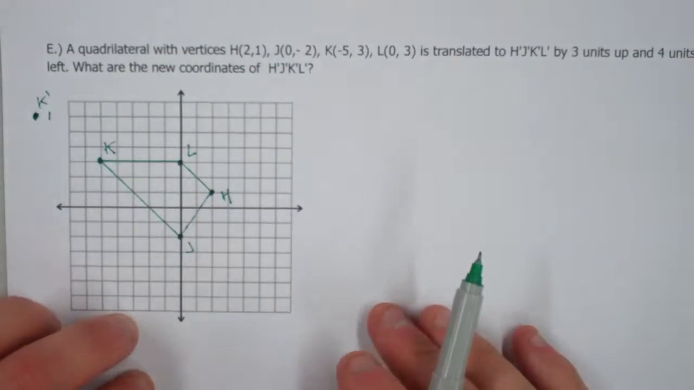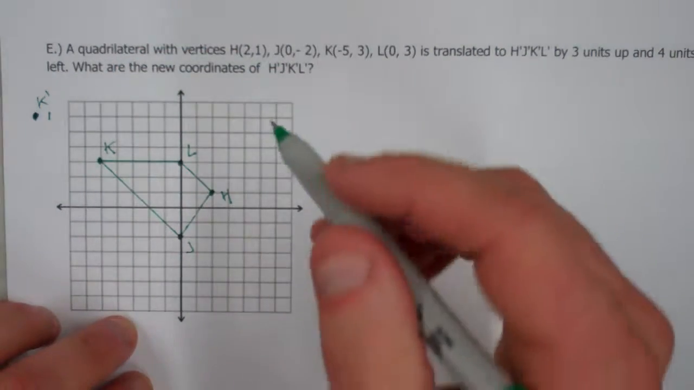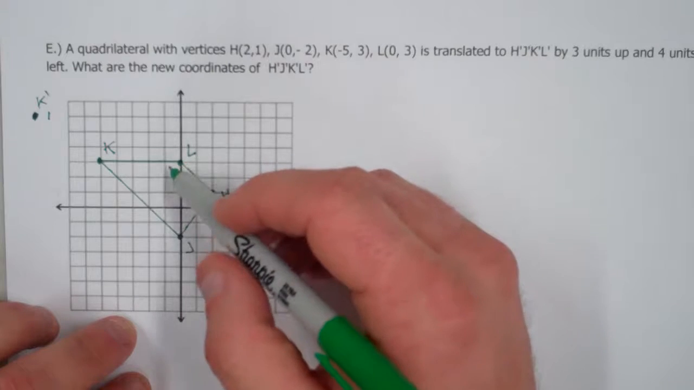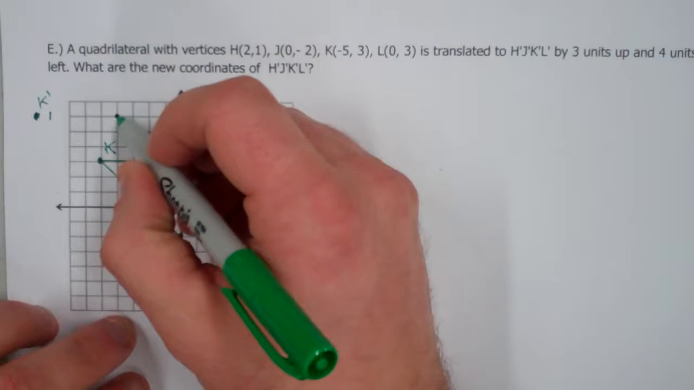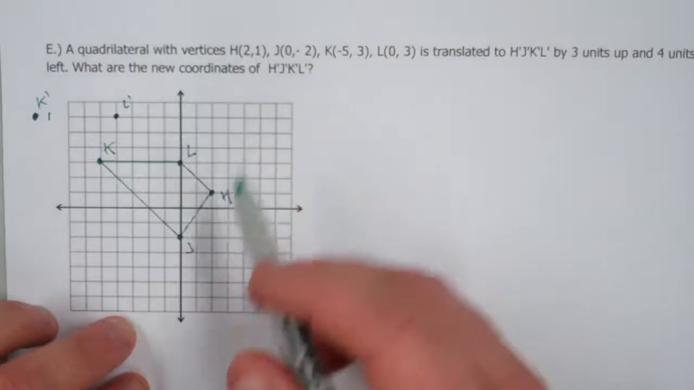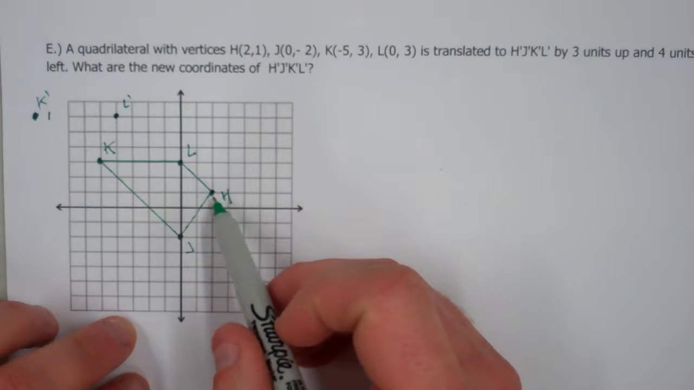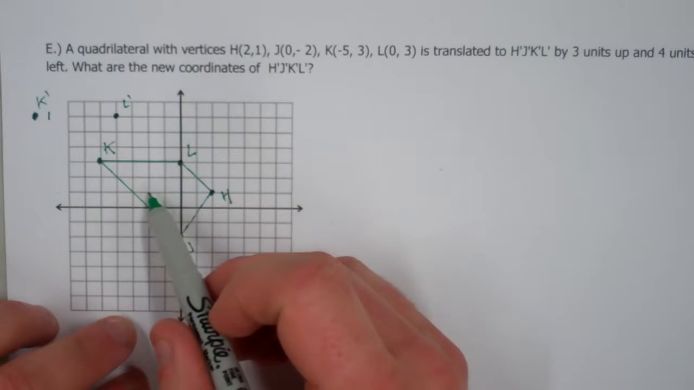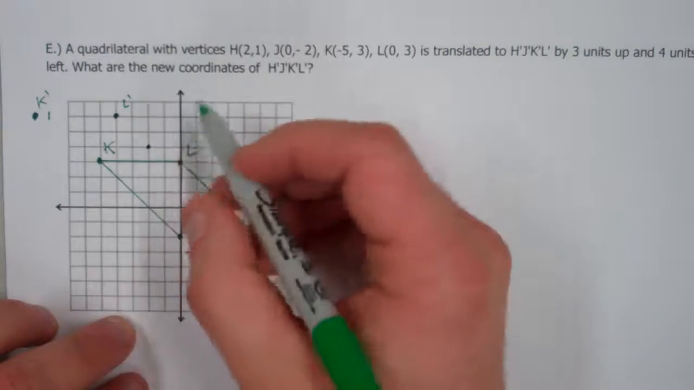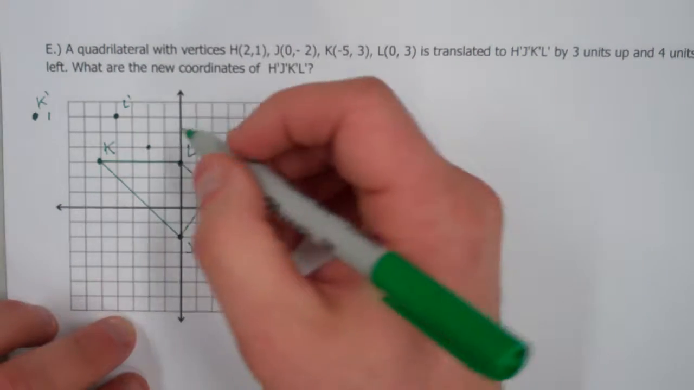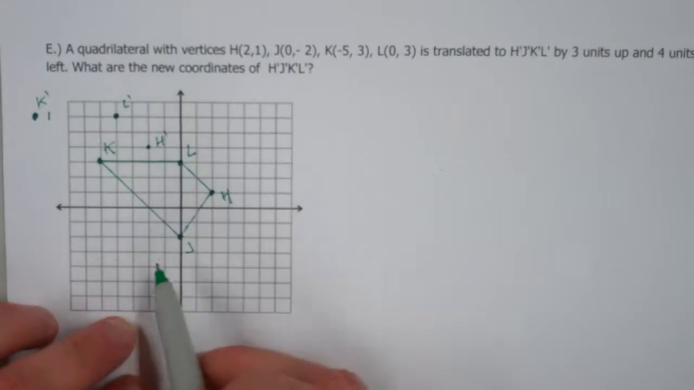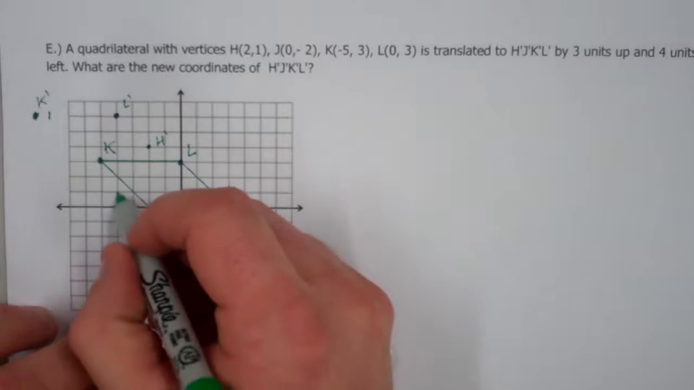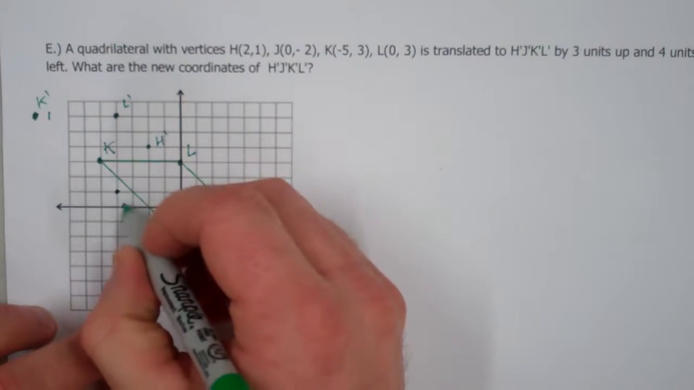Hope you can see that. It's off to the side a little bit. And then L will be the same, so it'll be 3 up and 4 left here. And we'll draw H, same thing, 4 left, 1, 2, 3, 4. And we're going to go up 3. So there's this one. Notice this distance is the same here, and that's good. So that'll be H prime. And then we'll do this last one here. So we'll go 4 left, 3 up, and that'll be J prime.